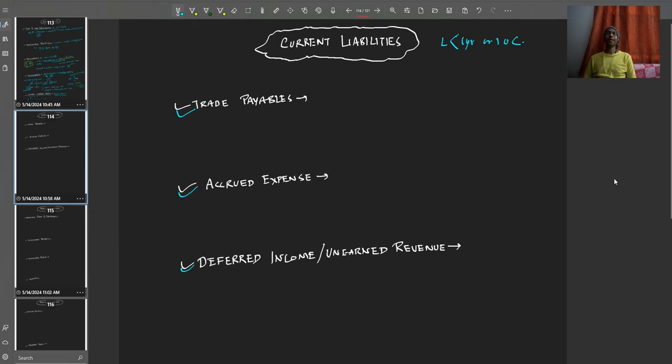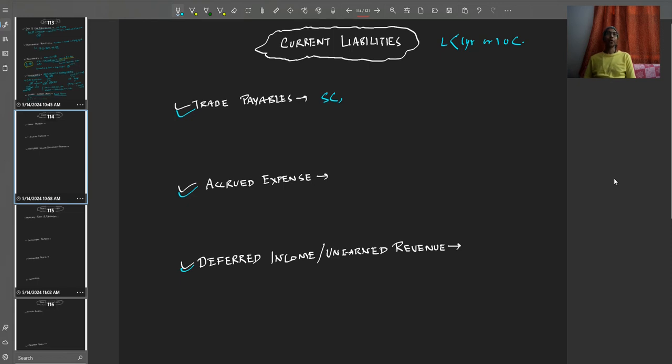Trade payables are basically supplier's credit. You have taken up material on credit, and you have to pay for it maybe in 30 days, 40 days, 3 months, whatever. It is usually and mostly within 1 year that you have to pay back. These are trade payables.